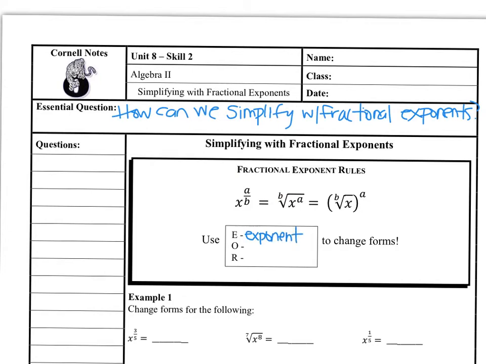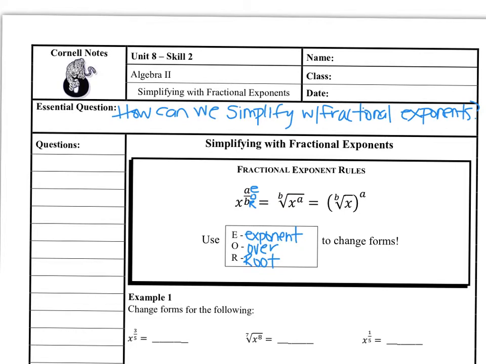So the exponent in this first example, where there's an A, is the exponent. That looks like a weird E. This is the exponent. O stands for over. That little division line is the over. And then R stands for root. So it's exponent over, and then the bottom number is always the root. When we go to change this, the A on the top is the exponent that's going to become the exponent in the new expression.